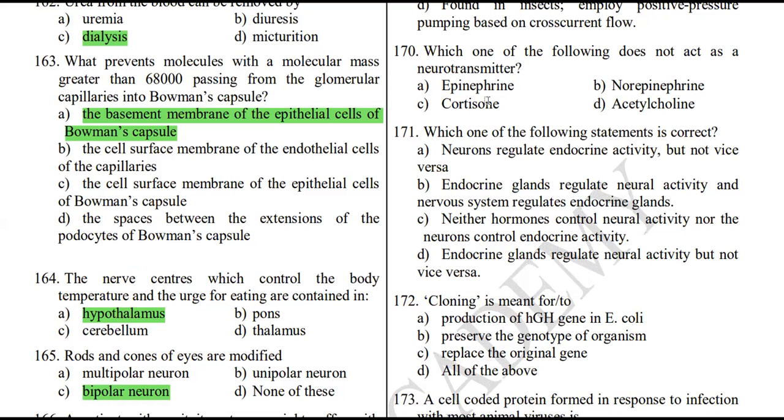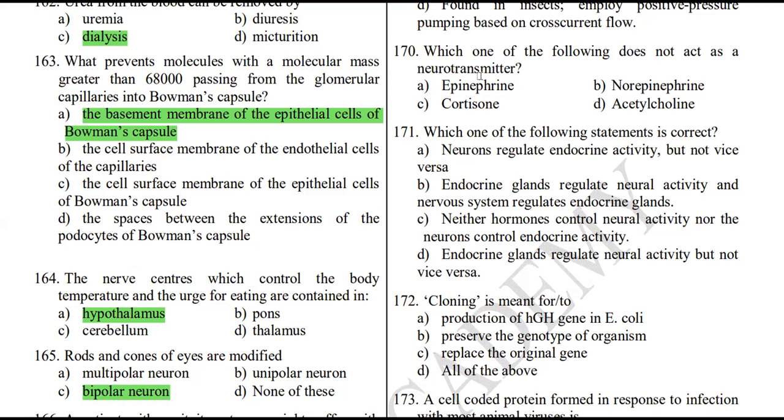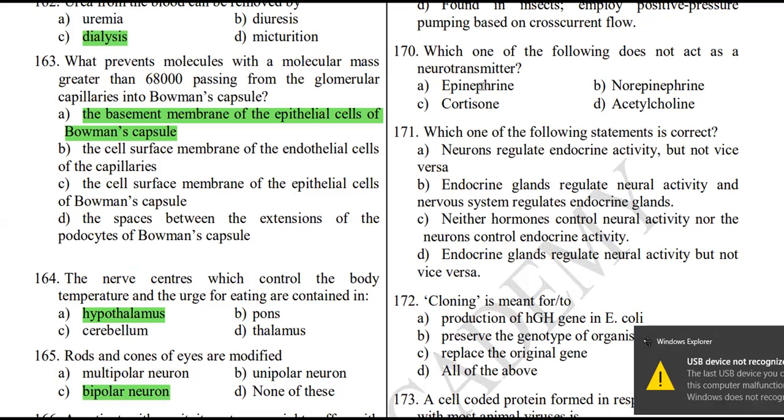Okay, and what's the role of cortisone? Cortisones are not going to be a neurotransmitter. They are given as a tablet when a person is having any kind of anxiety or anger. Acetylcholine is also a neurotransmitter, which is a secondary messenger. So options B and D are neurotransmitters. Cortisone is not going to be a neurotransmitter.